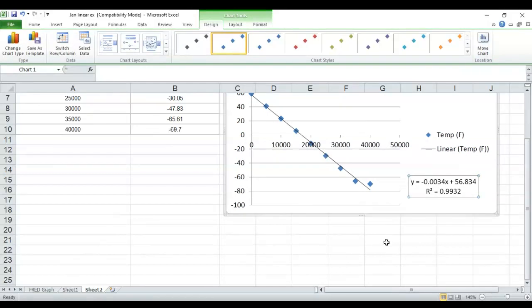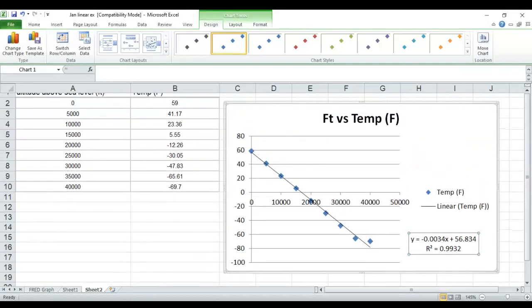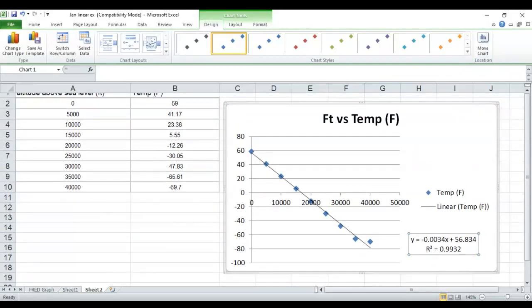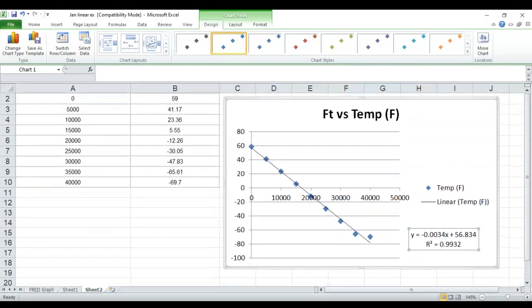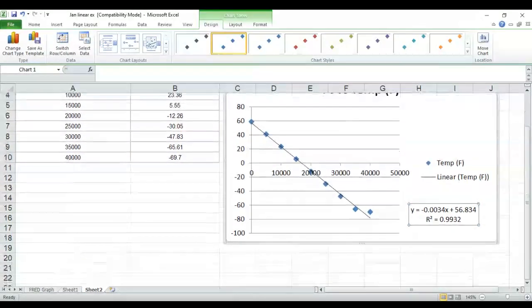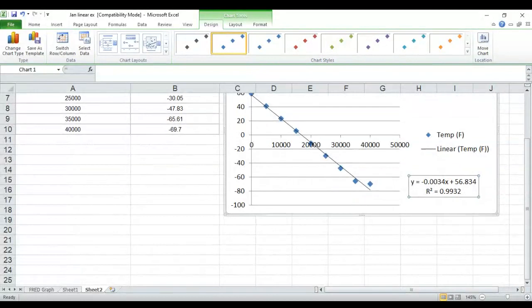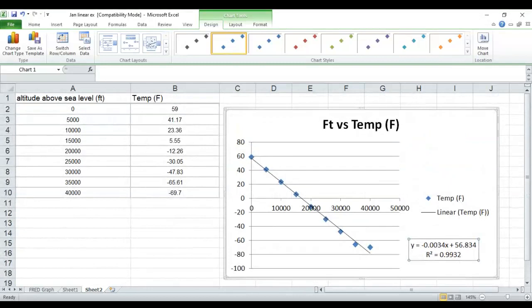And again, R squared is really close to 1. So you can see this is a really, really good fit. And I did pick points that would line up pretty good. Okay, the closer R squared is to 1, the better the fit. And also, this says that 99.3% of the variation in temperature can be explained by the height.